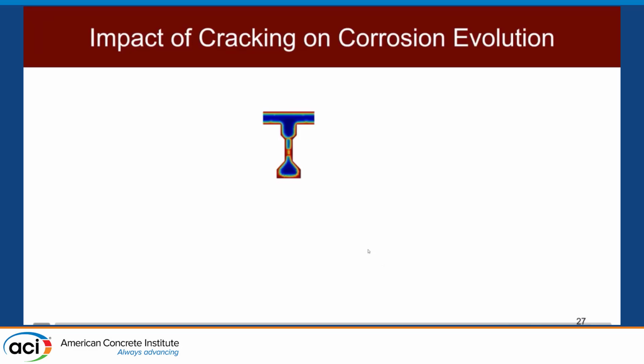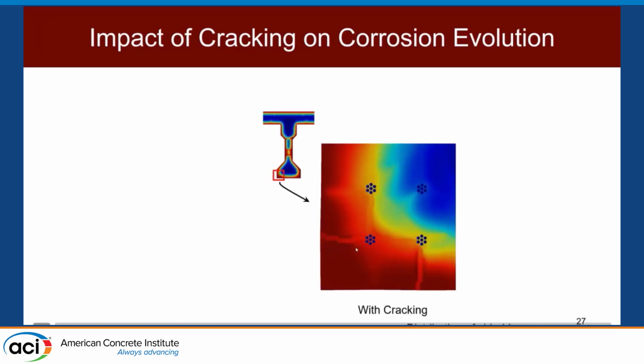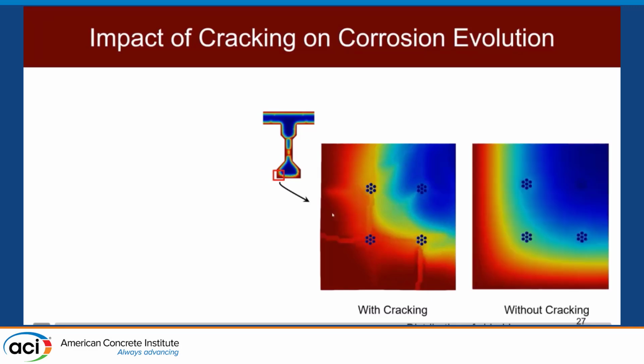Another important question that we were able to infer from our analysis results is the impact of cracking itself on the corrosion evolution. So here we have a close-up in the vicinity of the corner of the I-beam section, and we see the chloride content contour plot in the vicinity of the corner of the section for the case that explicitly accounts for cracking, and then for an analysis which does not involve the effect of cracking. And it can be seen cracking has a significant impact on what chloride content is actually experienced by different strands in the vicinity of the corner.